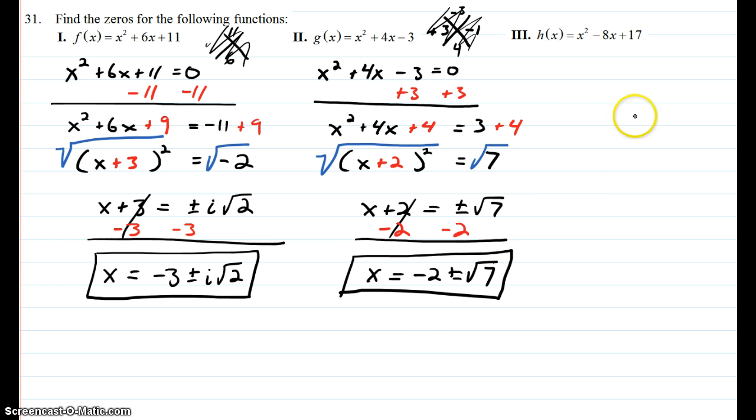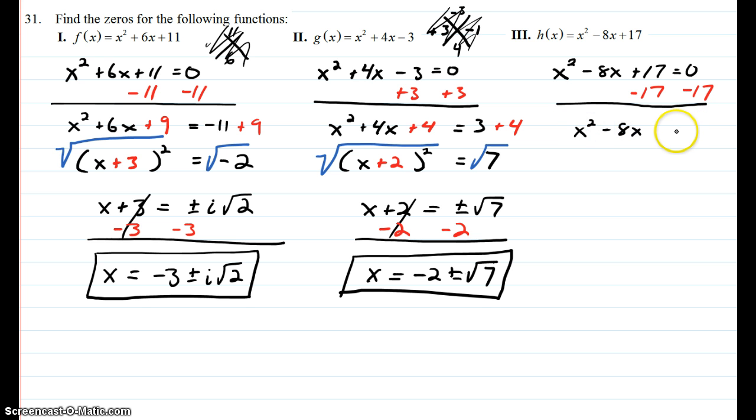Alright, the last one. You can try to factor it if you like, but since 17 is prime, you're not going to get 17 and 1 to negative 8. So we're going to complete the square in this one also. So x squared minus 8x plus 17 equals 0. So minus the 17 from both sides. And I get x squared minus 8x equals negative 17. Start the next step.